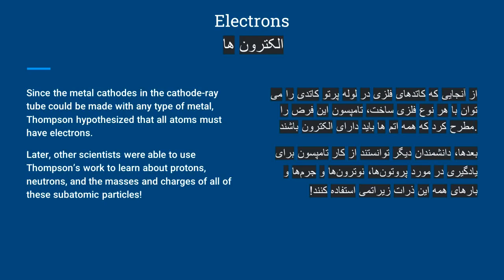Since the metal cathodes in the cathode ray tube could be made with any type of metal, Thomson hypothesized that all atoms must have electrons. Later, other scientists were able to use Thomson's work to learn about protons, neutrons, and the masses and charges of all of these subatomic particles.